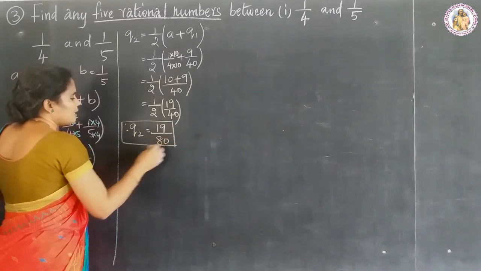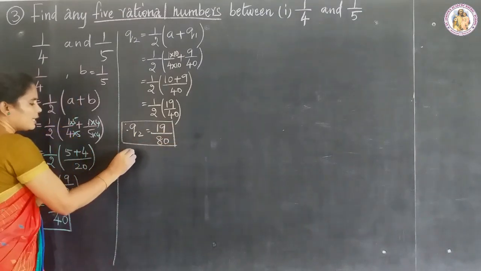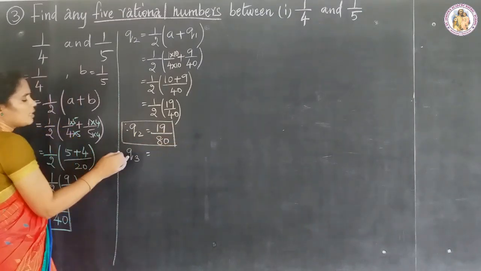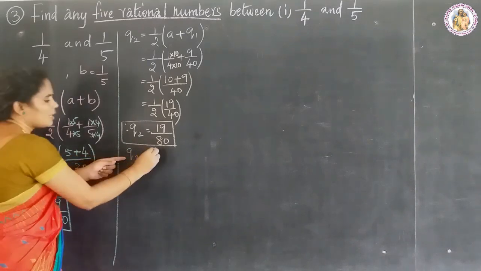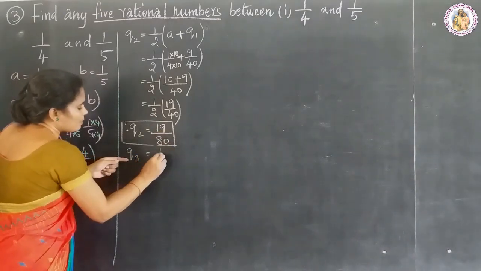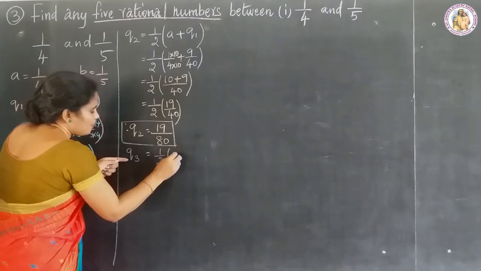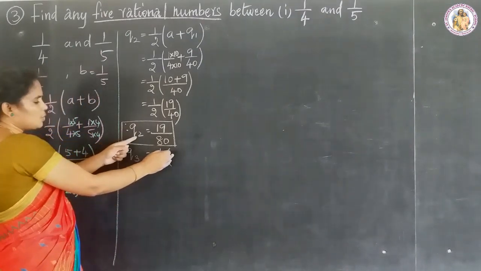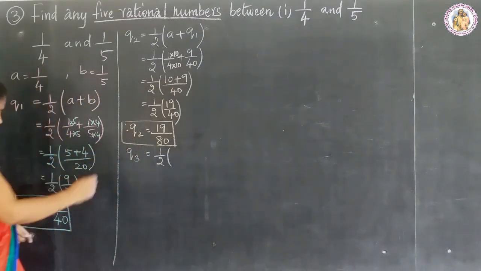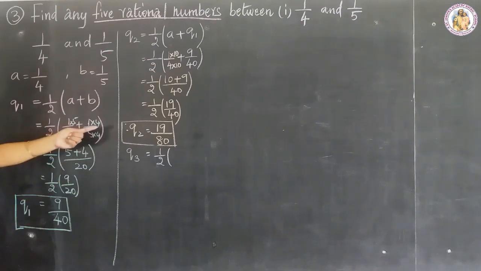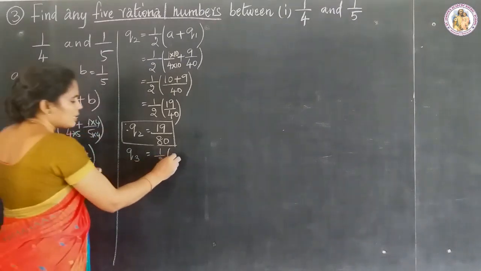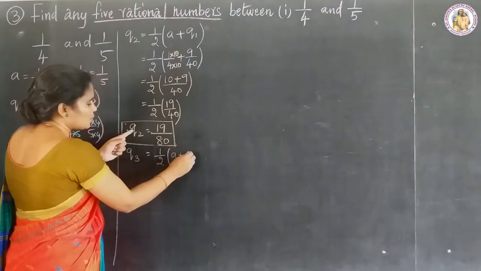So 19 by 80. Then to find Q3, that is rational number 3, again multiply 1 by 2 A plus Q2, or otherwise you can find using Q1 and Q2 also. So go with A plus Q2.